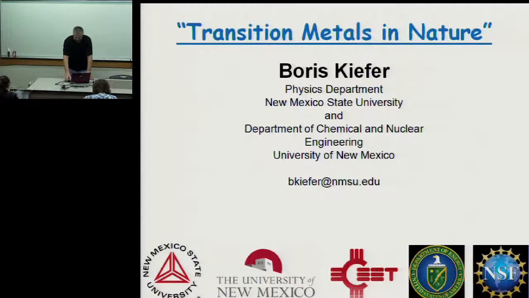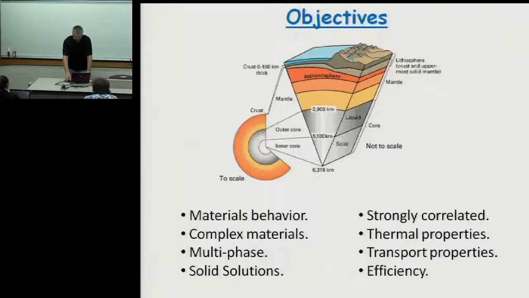So transition metals in nature, most of you know me for several years, and where I'm coming from, deep earth, high pressure, computational mineral physics. But here's the objectives really, and we have talked about a lot of these yesterday. It's a laundry list more than everything else. Materials behavior at high pressures, high temperatures. What do they do? How do they differ from ambient condition materials or materials at ambient conditions?